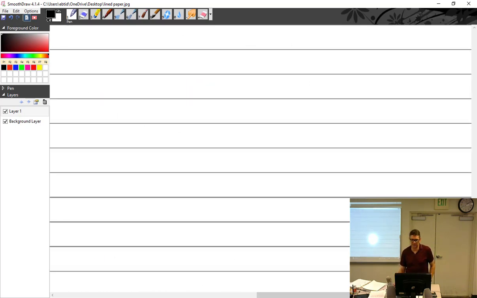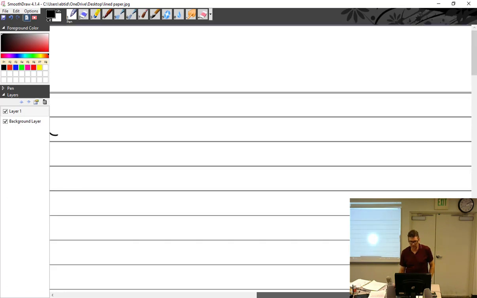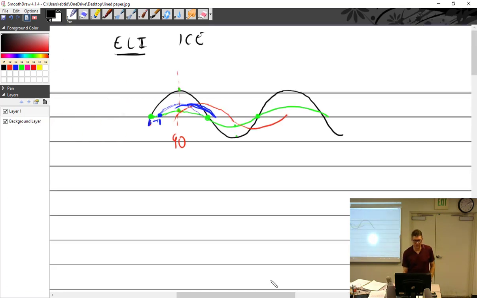So back to my little drawing of what we did. This distance between right there and right there happens to be 65.53 degrees out of phase.